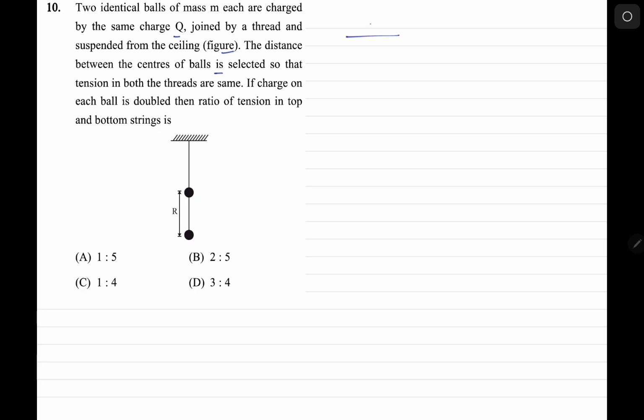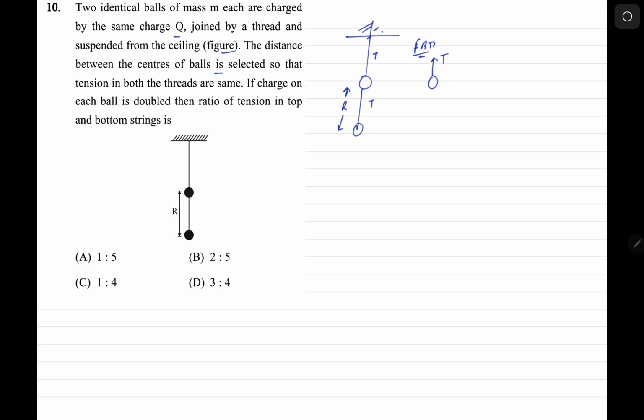So first case: this is one ball, this is another ball. The charge on these two is the same. I'm taking the tensions as T and T, let's say, in the first case. Now I'll write the equations. The distance between the balls is r, which is given. I'm drawing the FBD now.